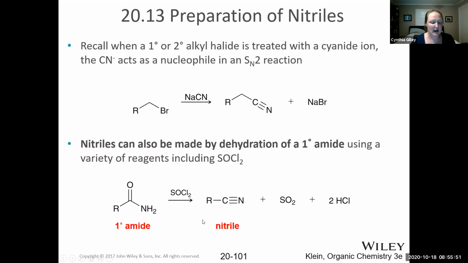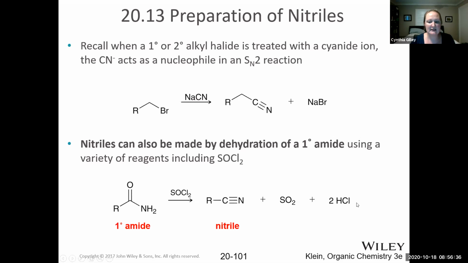Another way to synthesize a nitrile is through the dehydration of a primary amide using thionyl chloride. So we can convert an amide to a nitrile using thionyl chloride, as well as convert a carboxylic acid to an acid chloride. Whenever you have a reagent you've seen before, it's useful to compare reactions using the same reagent side by side. So write in your notes, we can use SOCl2 to convert a carboxylic acid to an acid chloride, as well as a primary amide to a nitrile.